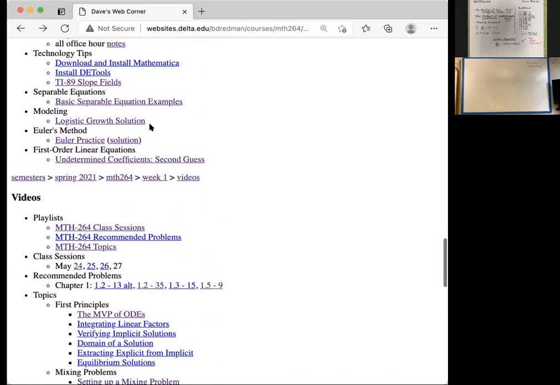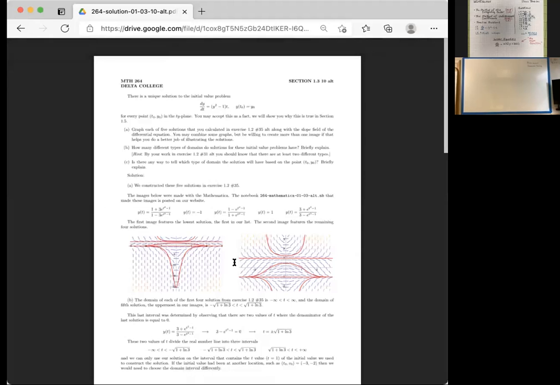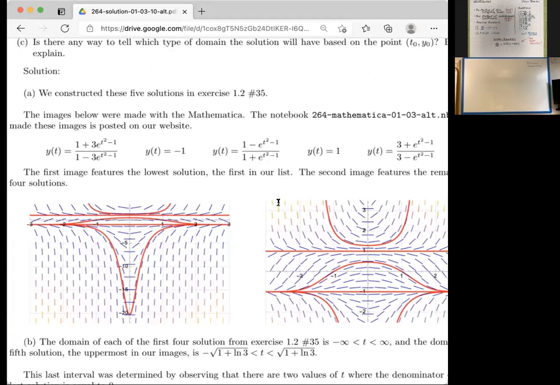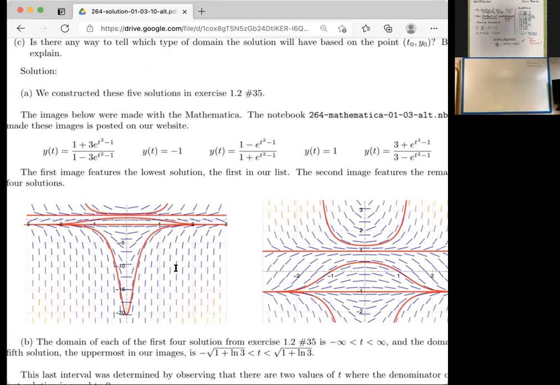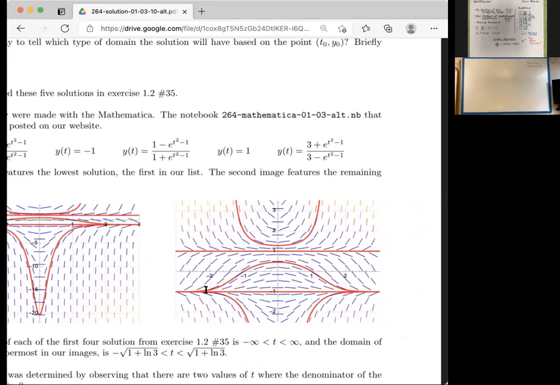But in 1310 alt, I want to show you some of the graphics that showed the slope field and the solutions at the same time. You can look at the solution I posted. I'll blow this up for you on the screen. These were the solutions I posted with the slope field. You had this one solution that dipped way, way down, so you could present that separately, but you have four solutions above that, and they were more in the same territory. So here you see how they fit the slope field.